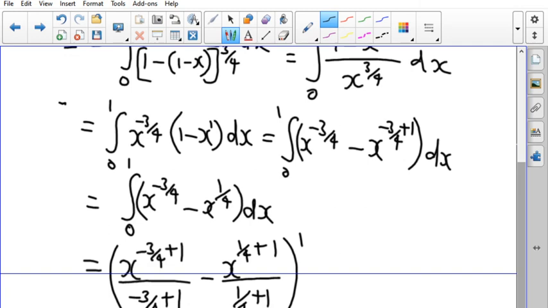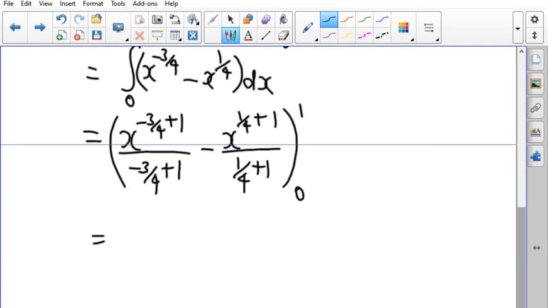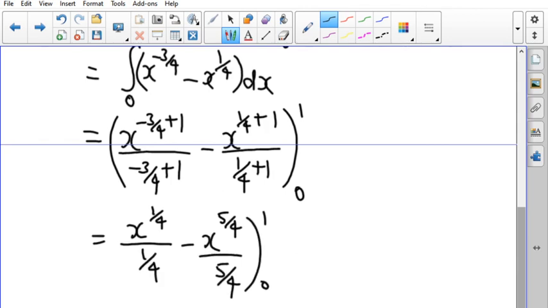So now we can simplify this again. Minus 3 by 4 plus 1 is 1 by 4 in the denominator, minus x to the power of 5 by 4 divided by 5 by 4. The limit is from 0 to 1. So whatever power we give to 1, what comes? 1 only comes. So 1 by 1 by 4 minus 1 by 5 by 4, minus, if we give the limit 0, it is 0. So now the 4 goes up. Then 4 minus 4 by 5. So your answer is 20 minus 4 by 5. So what is 20 minus 4? It is 16 by 5.